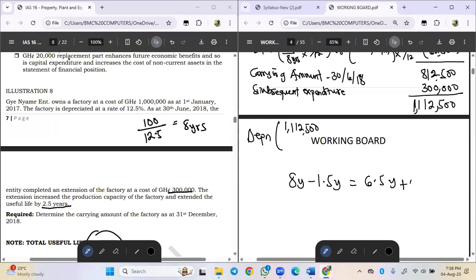The subsequent expenditure increased the useful life of the asset from 6.5 to what? What will be the answer? Let me do this so that it will not confuse you guys. That's 9. You said 9 years. So now the useful life of the asset has extended to 9 years. So the number of years you are going to use will be 9 years.